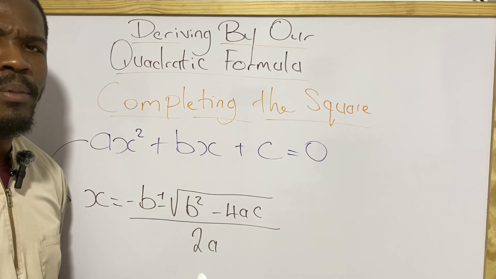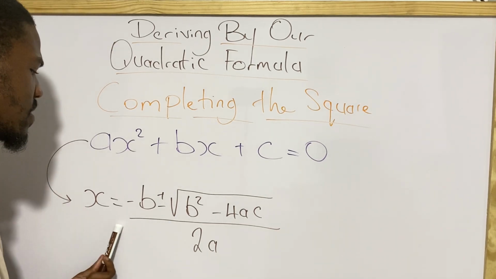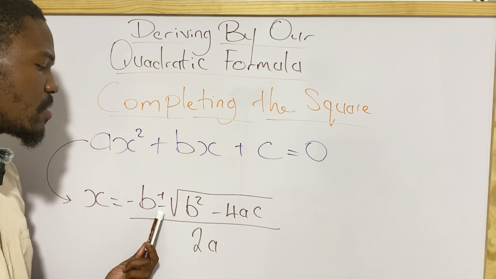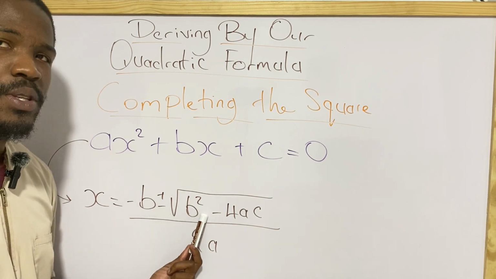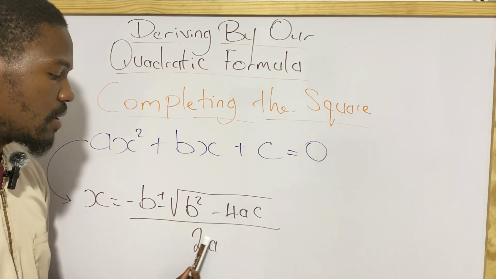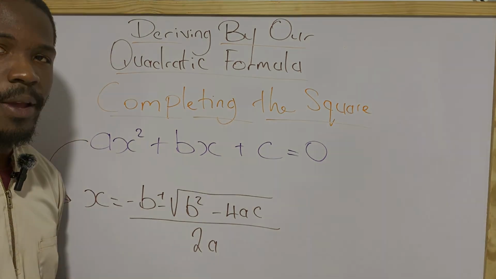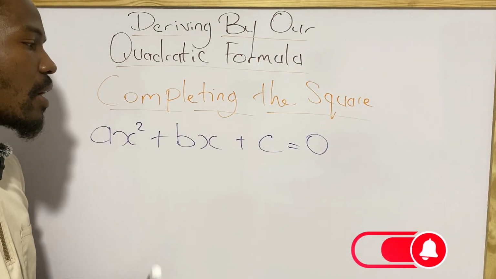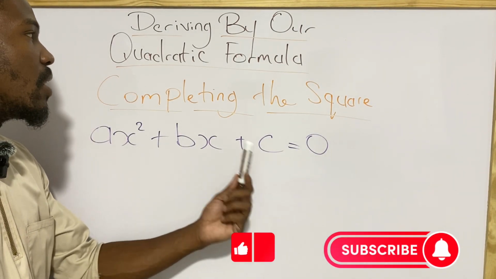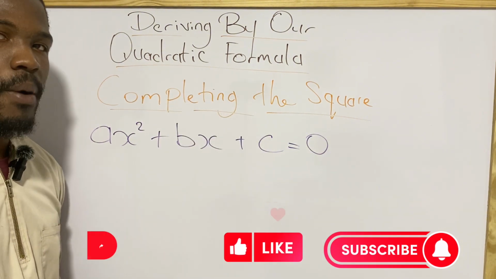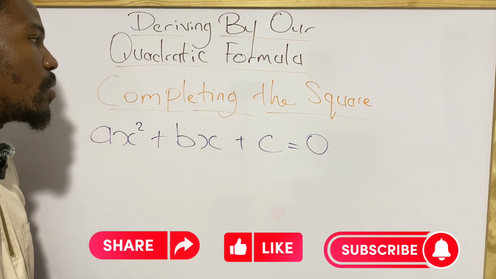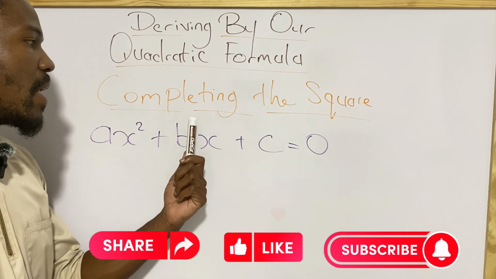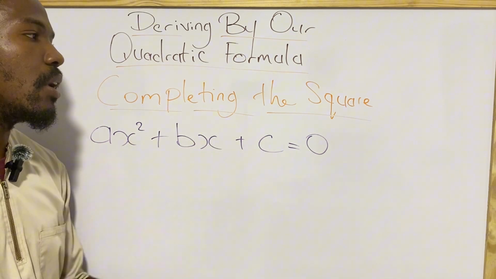How do we derive our quadratic formula, x equals negative b plus or minus the square root of b squared minus 4ac, over 2a? In this lesson, we'll be talking about how we use this equation to come by our quadratic formula. In doing this, we'll show you how we arrive at it, and we'll be completing the square.